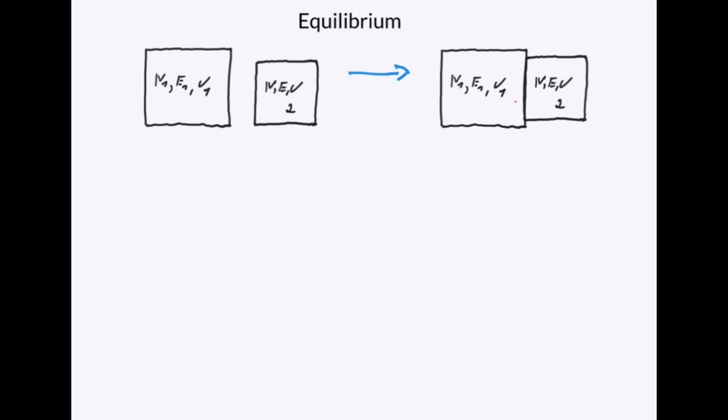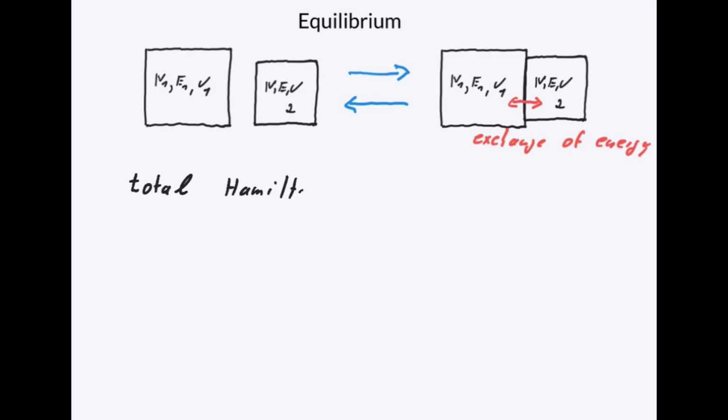In the second step of the experiment, we take the two systems apart again and measure the number of particles, the energy, and the volume after that experiment. Now, if the two systems are in equilibrium, the energy should not have been changed. So that is a sensible concept of equilibrium. So how to tackle this?